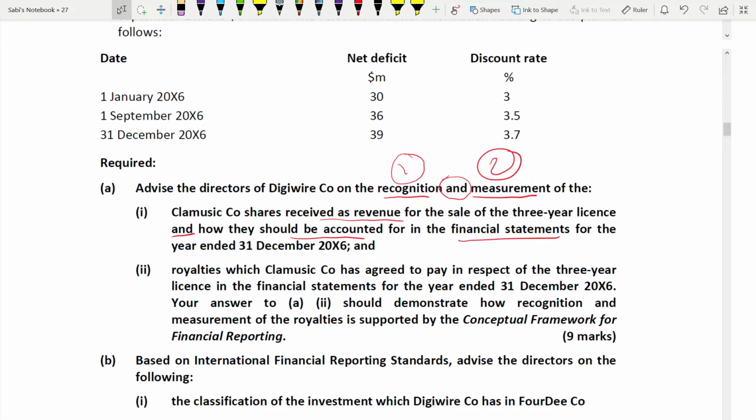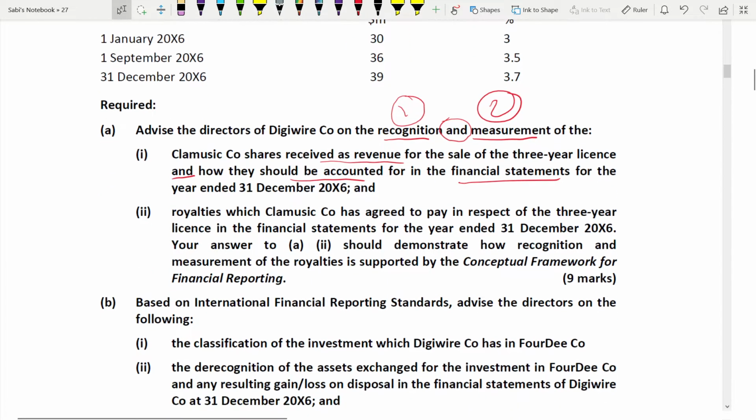Remember, whenever this question comes, 'how they should be accounted for in the financial statements' means they are asking you where it will be debited and where it will be credited, in the statement of profit or loss and other comprehensive income, as well as the statement of financial position. That's the meaning. Second, royalties, which Clay Music Company has agreed to pay in respect of the 3-year license, in the financial statements for the year ended 31st December 2006. That means how it should be recognized and measured.